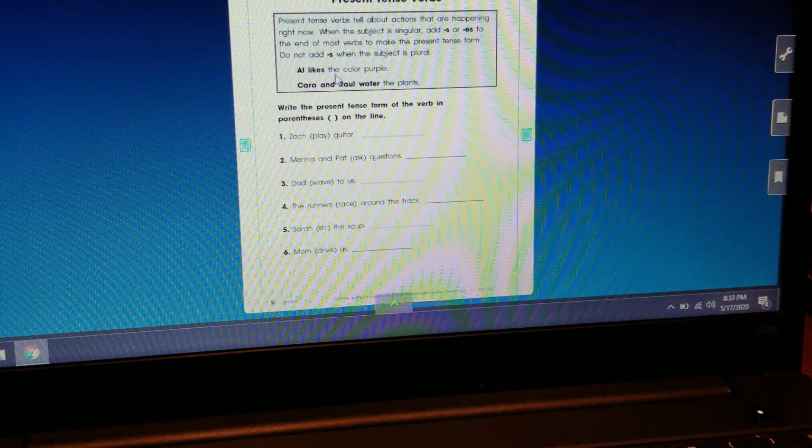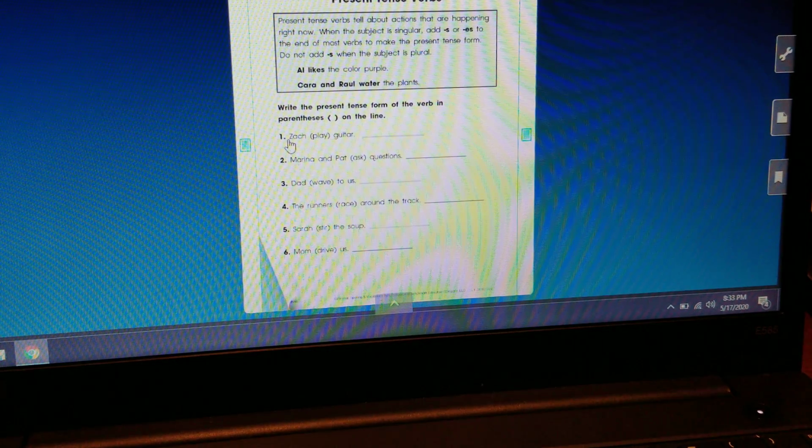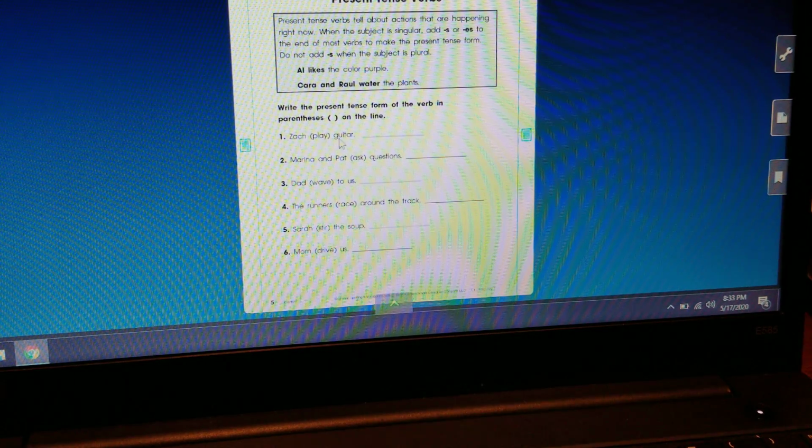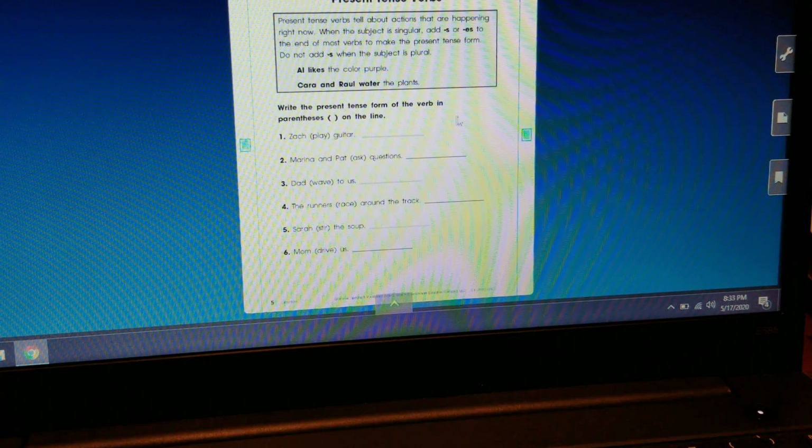Al likes the color purple. Kara and Raul water the plants. Write the present tense form of the verb in parentheses on the line. So, number 1 says, Zach play guitar. Do we put an S or an ED on play? Good, we put an S because it's present tense. Zach plays guitar. Write the present tense form of the verb in parentheses on the line. So we have to write plays.